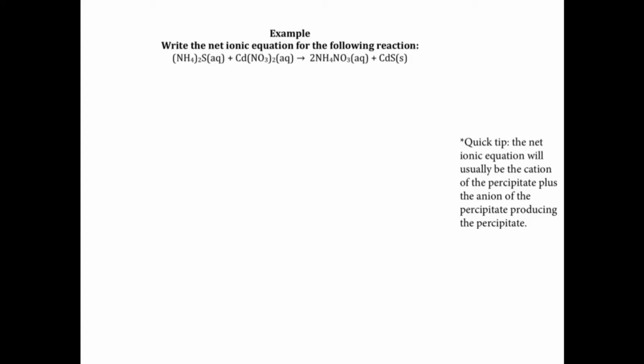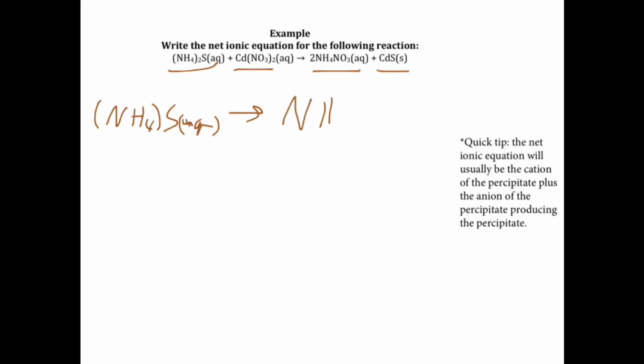The first thing we're going to do is take each compound here and break it up into its ions. Just a quick reminder: when something is aqueous, that means that in the solution the ions are not together. They are separate, with a 2 there. They're separate ions, just dissociated and floating around in solution.